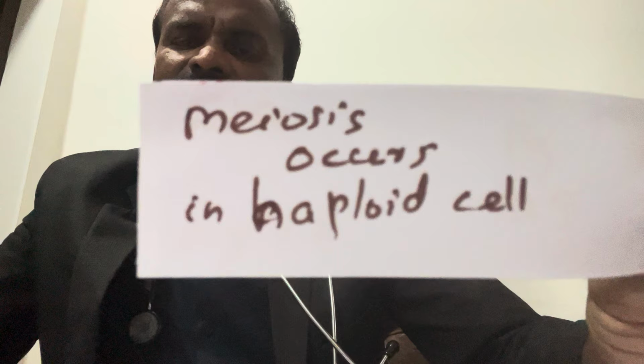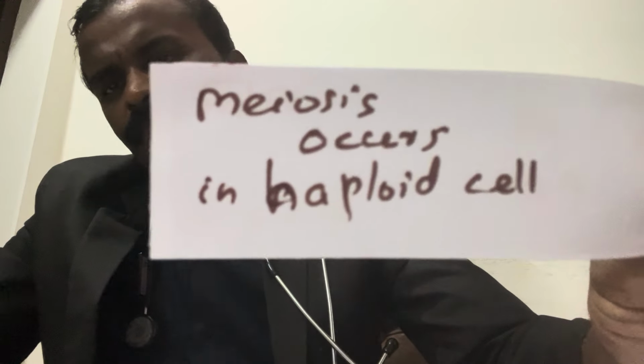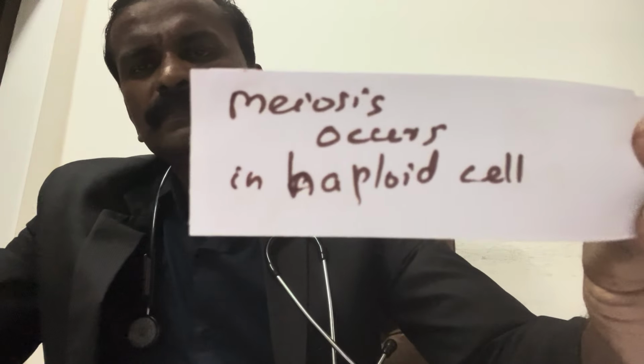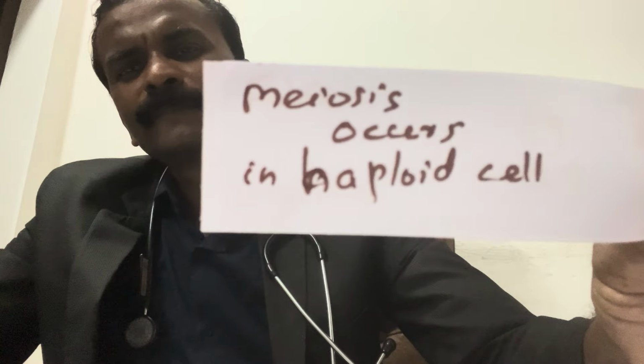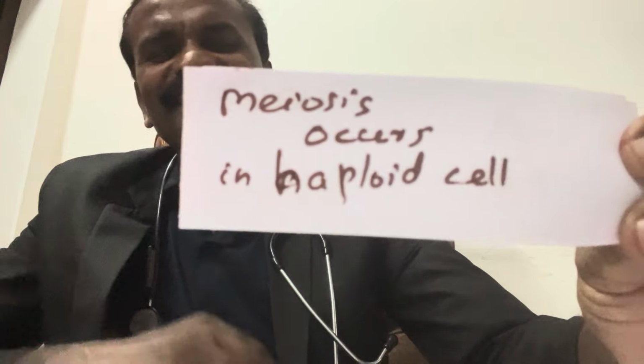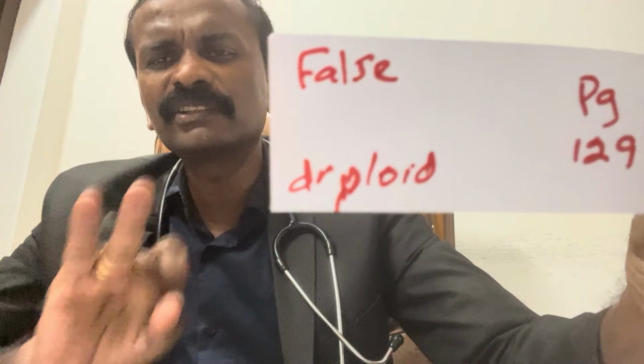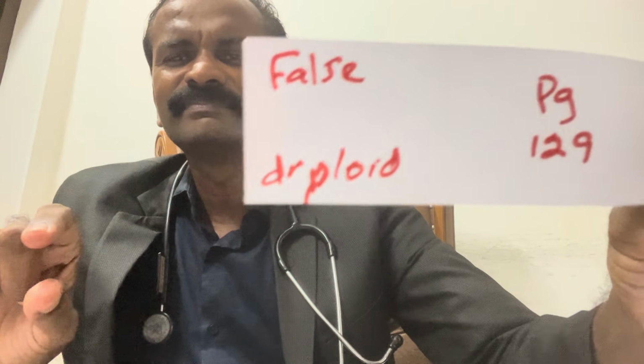Meiosis occurs in haploid cells. True or false? False. It occurs in diploid cells, no? Meiosis occurs in diploid cells. That is a dictum. Meiosis, diploid cells. Meiosis, diploid cells. Okay, you will not forget me.